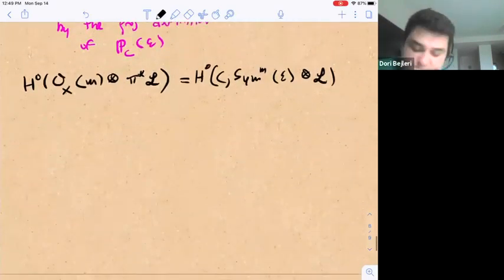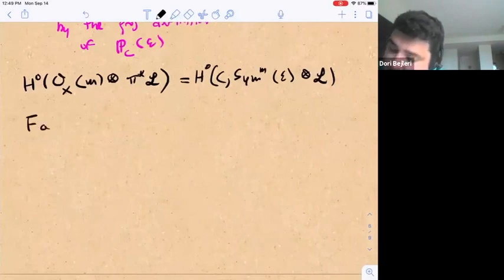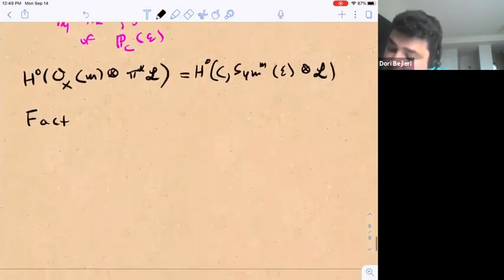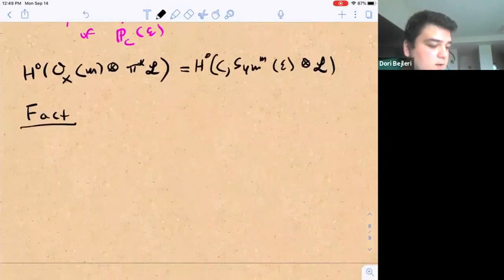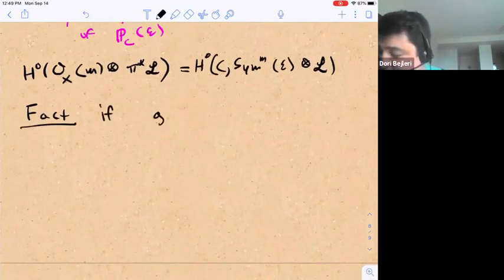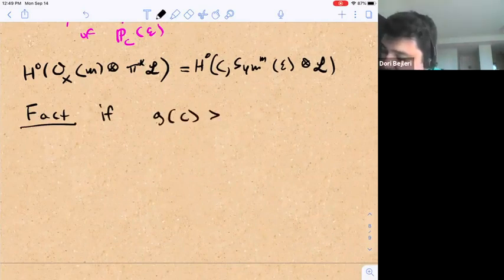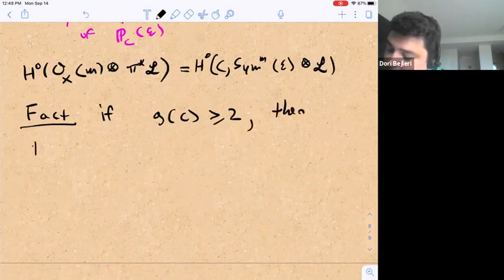So here's a fact about bundles on, say, higher genus curves. If the genus of C is greater than or equal to 2, then there exist what are called stable bundles.